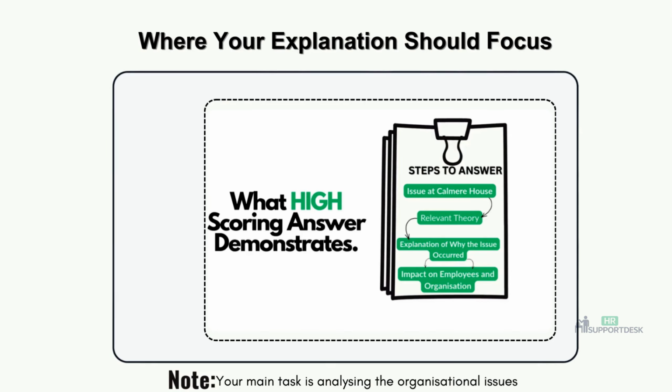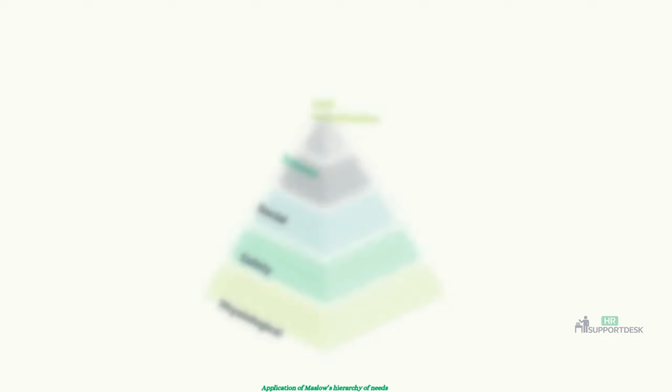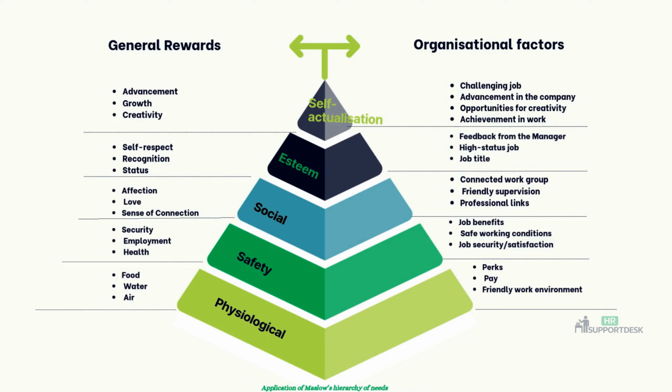Now, let's zoom in on human behavior. Maslow's hierarchy of needs is one of the suggested theories to help you examine the behaviors of individuals and groups at Calmere after the takeover. The theory suggests that people are motivated by a series of needs, from basic physiological needs at the bottom to self-actualization at the top. As previously suggested, use self-explanatory images to save on word count before proceeding to explain the shifts in behavior at Calmere House and how Maslow's theory explains these occurrences.